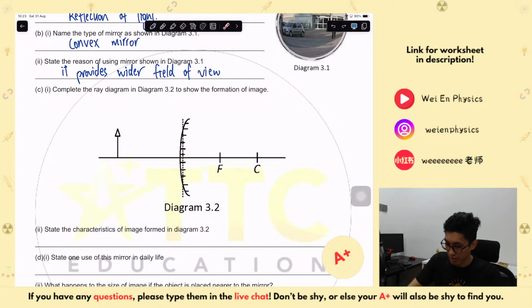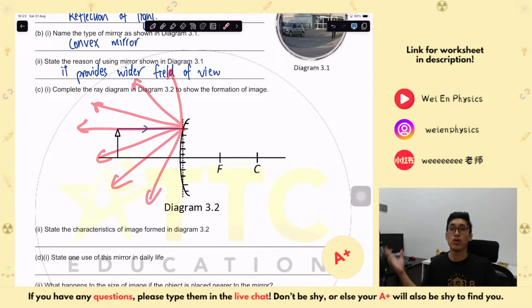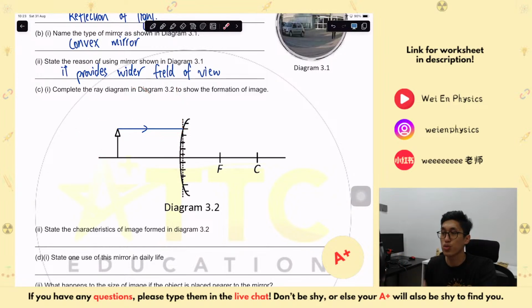For mirror, the first ray will go straight until the mirror, and then you have to reflect off the mirror, correct or not? How to know whether you reflect here, or here, or here, or maybe here? How to know? You have to refer to the F, the focal point.